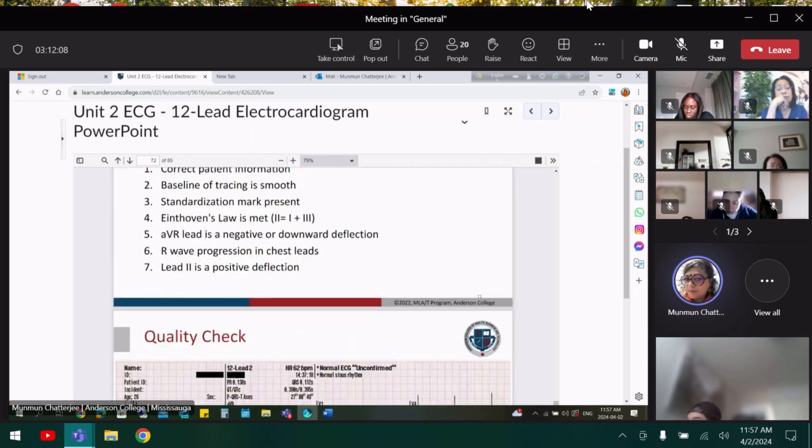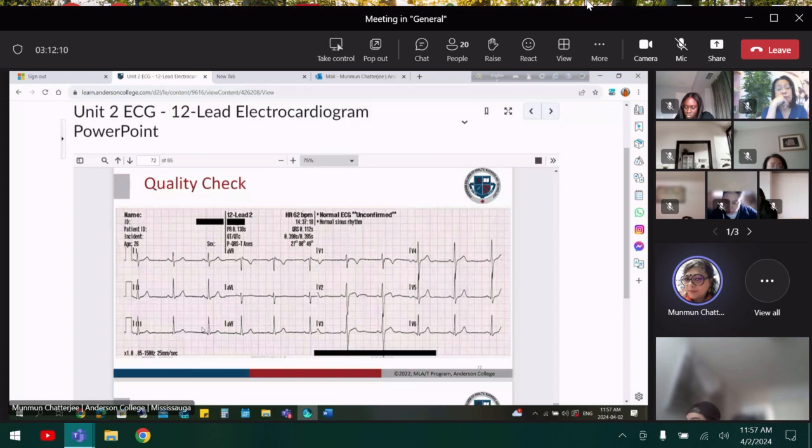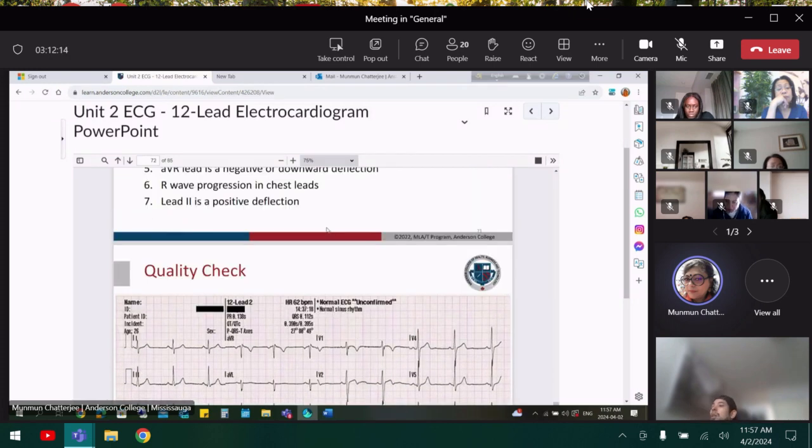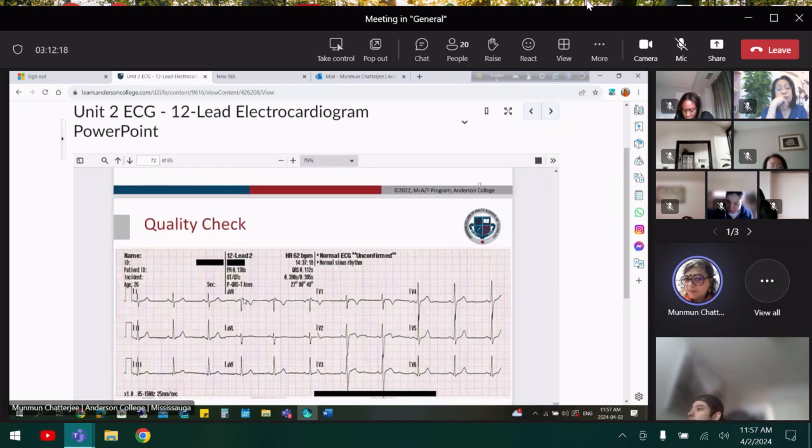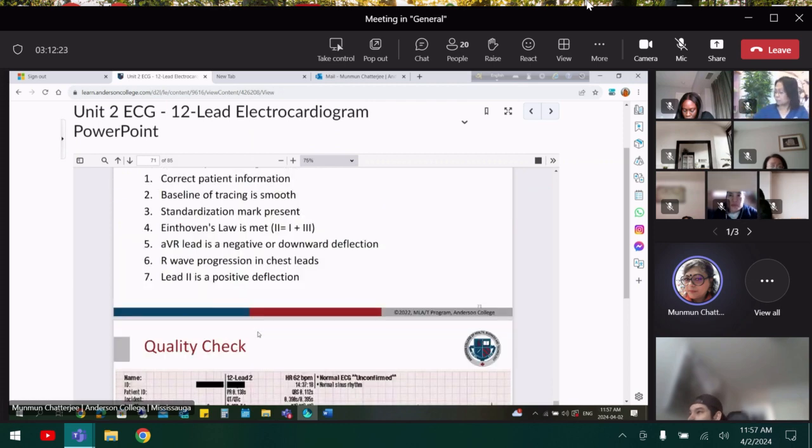Okay, lead Einthoven's law: lead 2 is equal to lead 1 plus lead 3. So you have to count it from 2 is equal to 1 plus 3. And then lead aVR is negative. This is aVR, negative deflection. Okay, aVF is positive deflection.